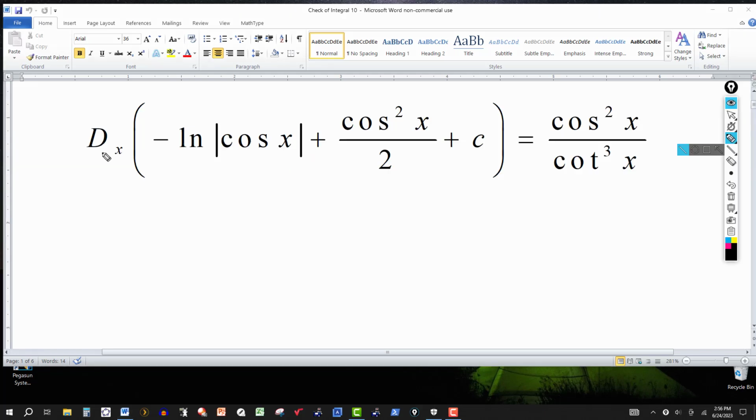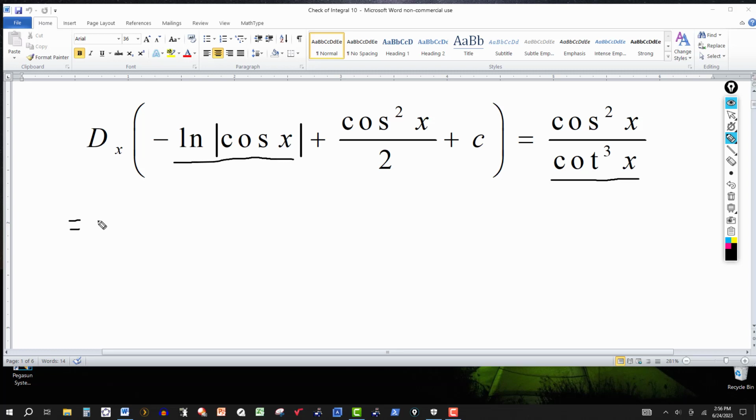So we start with the left side then. It's like proving a regular trig identity. We want to get this, that's the final answer. So let's compute the derivative of this expression here, term by term. So let's do this first.